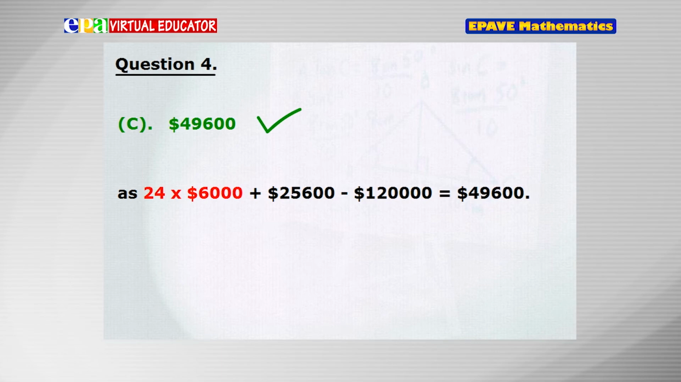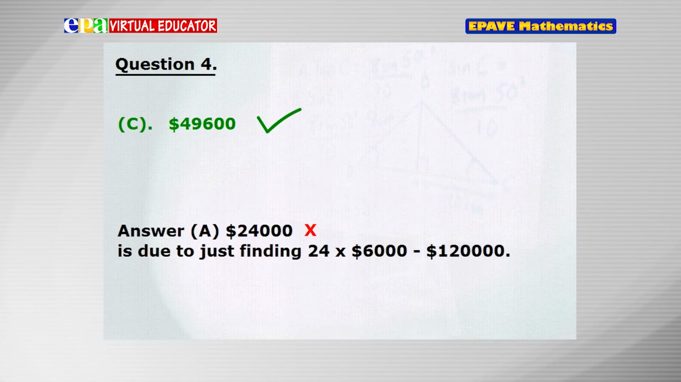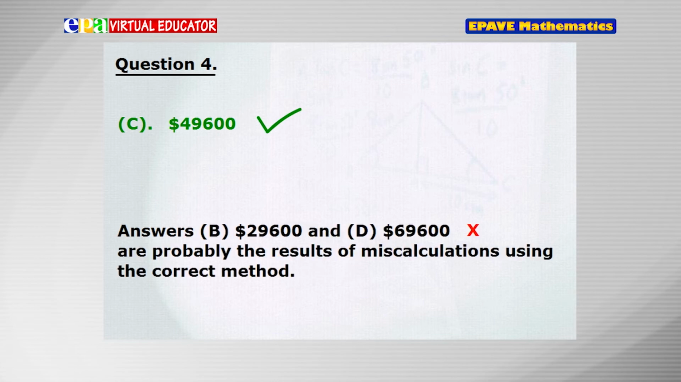The correct response to question 4 is C, as 24 multiplied by $6,000 plus $25,600 minus $120,000 is equal to $49,600. Answer A is due to just finding 24 multiplied by $6,000 minus $120,000. Answers B and D are probably the results of miscalculations using the correct method.